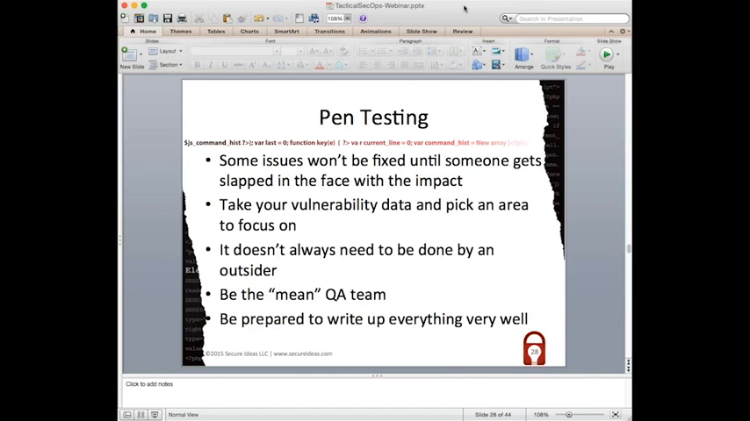Obviously, you don't want to do anything destructive here. Yes, it is high impact when you drop the tables in this database. It's also what most folks would consider a resume generating event. You have to start sending your resume out to find a new job. So take a look at your vulnerability data. Pick an area to focus on that you're really concerned with, and start digging into it.